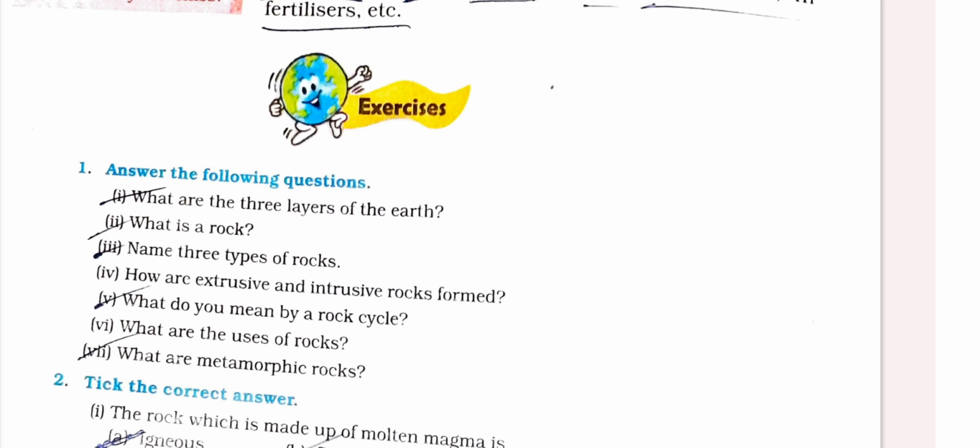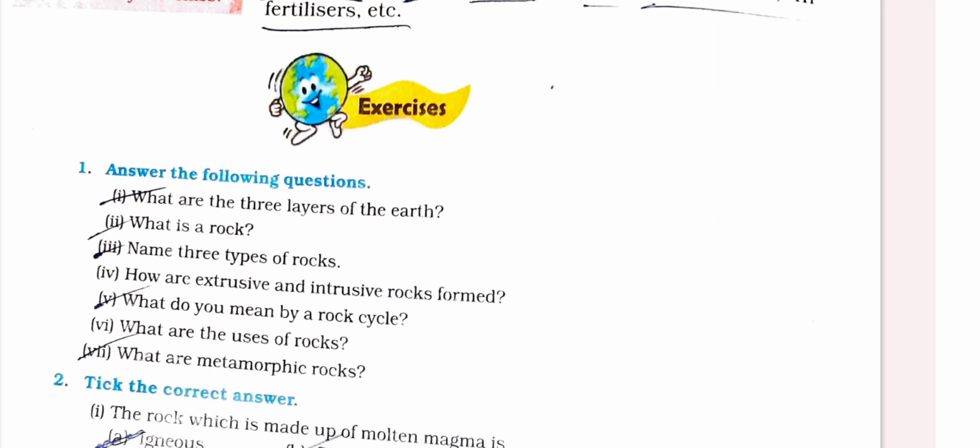How are extrusive and intrusive rocks formed? By cooling: slow cooling takes a very long time. The process we have already discussed. What do you mean by rock cycle? You have to draw this rock cycle and explain how the magma converts into igneous, then sedimentary rocks, then metamorphic rock, then again magma. Write down the entire cycle process and draw a picture. What are the uses of rocks? You can use them in various industries, in fuel, fertilizer, chemicals and medicine.